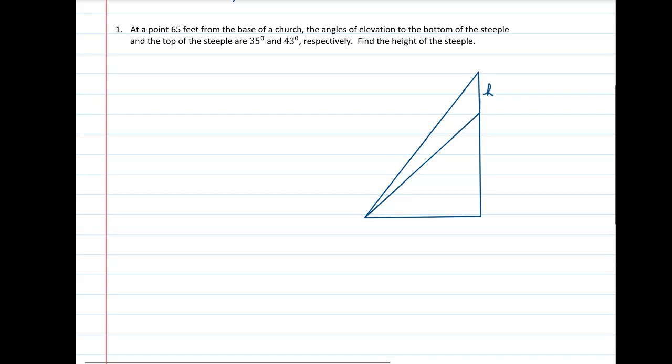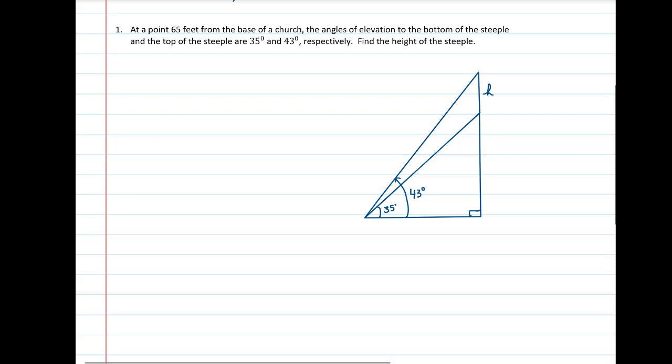Let's say we have the church there, and on top of it, we have the steeple right there. Okay, so we're trying to figure out the height of this steeple right here. So I'm going to call that h. So remember, this is the building. So we're going to pretend this is the building of the church. On top of it is the steeple, and we're given the angles here. The angle to the bottom of the steeple is 35 degrees. This angle is 35 degrees right there. And this one, the bigger one, the angle of elevation to the top of the steeple is 43 degrees. And of course, we have our 90-degree angle there.